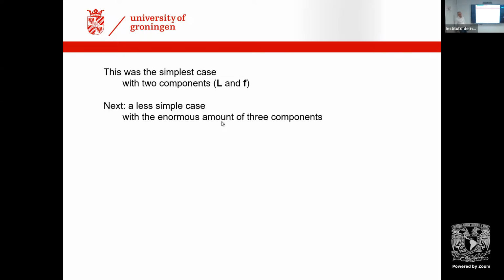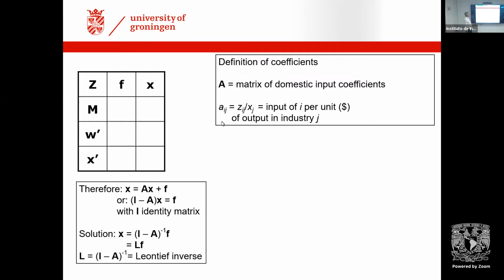So this was the simplest case where we had only two components, the inverse and final demand. Now we go one step further, and usually the step from 2 to 3 is an enormous step. It's much bigger than from 3 to almost infinity. So now we have 3 components. And here, this was already what we had. Now we're going to take the value added account.